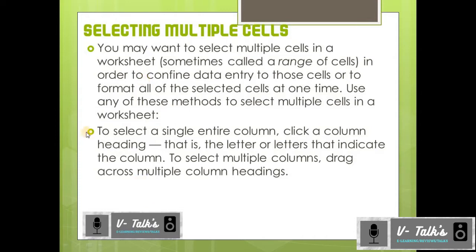So the following methods. To select a single entire column, click a column heading, that is the letter or letters that indicate the column. To select multiple columns, drag across multiple column headings. That is selecting an entire column or multiple columns.